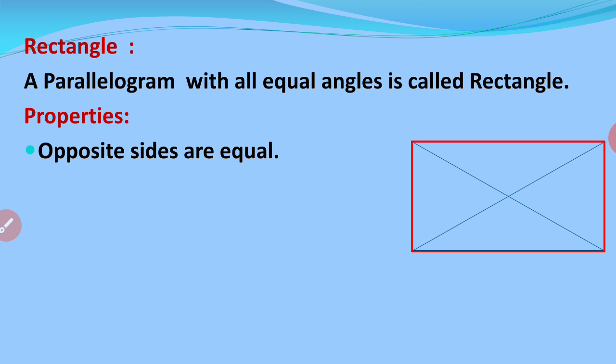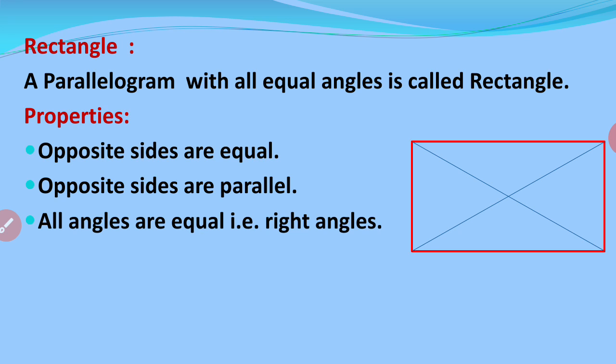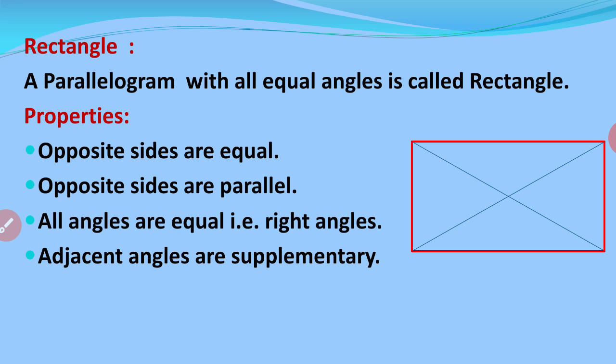Opposite sides are equal, as I told earlier also. Here, the opposite sides will be equal because that is the property of a parallelogram, which fits into the properties of rectangle also. Opposite sides are parallel. Obviously, it has to be because rectangle is a special parallelogram. All angles are equal. That is the definition of rectangle itself. Adjacent angles are supplementary. This is another property of parallelogram.